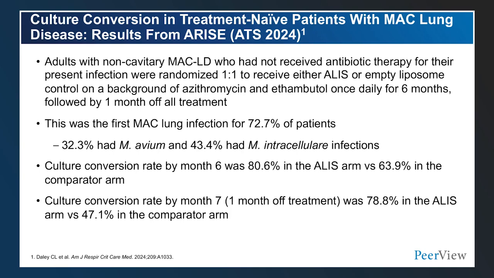Culture conversion rate by month 6 was almost 81% in the ALIS arm versus roughly 64% in the comparator arm. So that was the arm on azithromycin and ethambutol plus empty liposomal therapy. Now, culture conversion rate by month 7, so keeping in mind that this is 1 month off of all treatment, was 78.8% in the ALIS arm versus 47% in the comparator arm. So as you can see, culture conversion rates are superior in that ALIS arm versus the empty liposomal control.